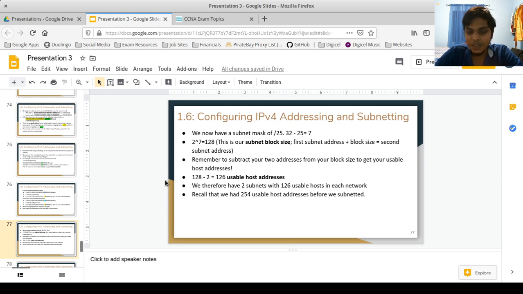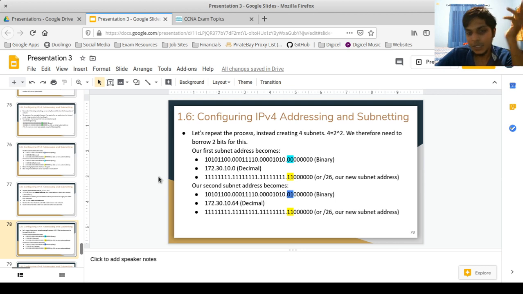So now, instead of one giant network with, remember we had 254 usable hosts before in one giant network, we now have 2 subnets with 126 usable hosts in each network. Recall that we had 254 usable host addresses in the first network. So you see we get 2 networks from one network, but we get fewer usable hosts in each network. Now let's repeat the process, of course. This is what subnetting is all about.